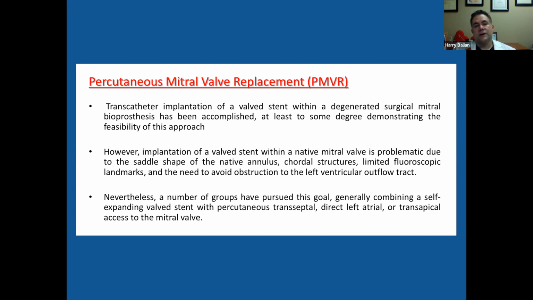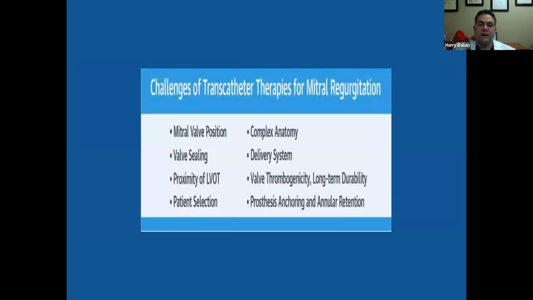So there are times during actual deployment of the valve where we interact and get across the chordae, and that can be an impediment. Also, being able to land the valve accurately is challenging because the valve, as I mentioned, is ellipsoid. It's not circular like the aortic valve. So again, with the mitral valve, the positioning, the valve sealing, proximity to the left ventricular outflow tract, complex anatomy, and delivery system, all of those have been challenges.